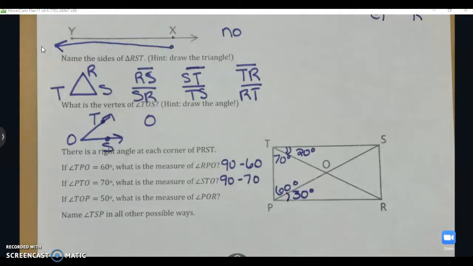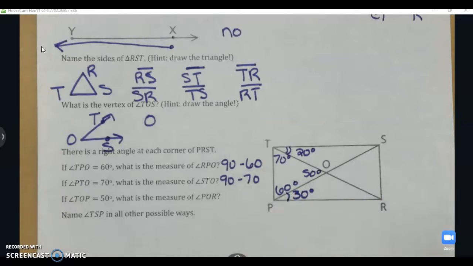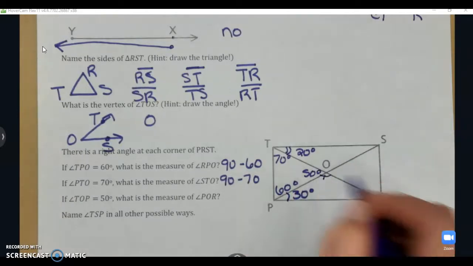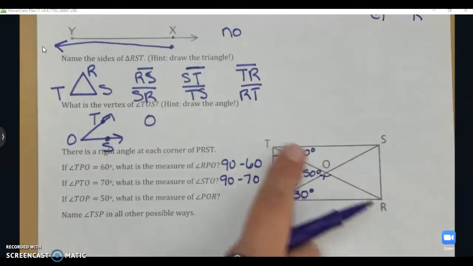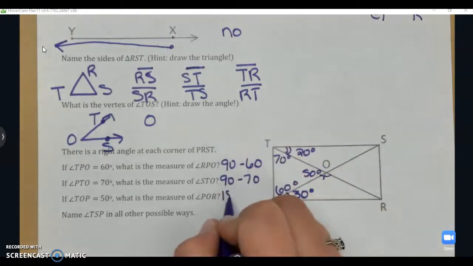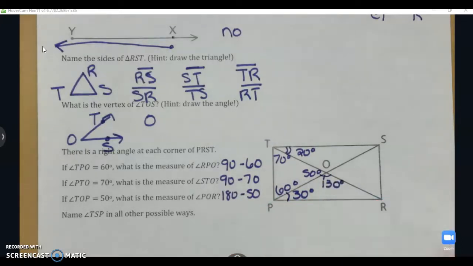Okay, then angle TOP. This angle here is 50 degrees. What is the measure of angle POR, this angle here? Well, I know that TOR forms a straight angle, which means it adds up to 180 degrees. So if I subtract 50 from 180, that leaves me with 130 degrees.